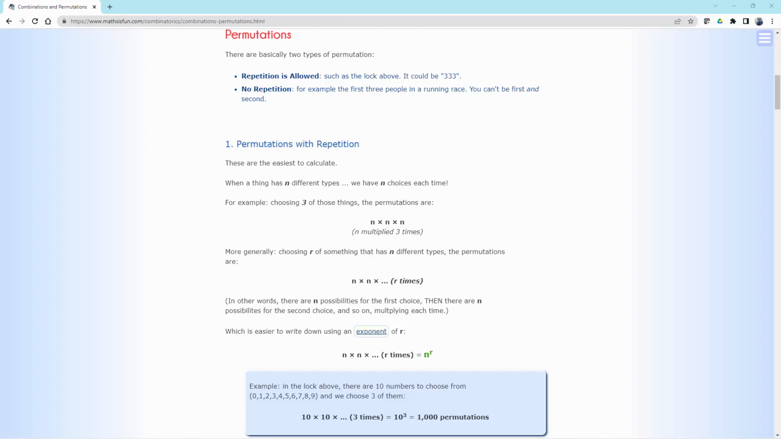When repetition is allowed, all you need to do is multiply the number of values n amount of times. So if we had a combination lock with 4 dials on it, it would be 10 times 10 times 10 times 10. And if we had a combination lock with 5 dials, it would be 10 times 10 times 10 times 10 times 10, or 10 to the 5th power. Easy peasy. As you can see, those numbers can get kind of large, especially when we're dealing with numbers between 0 and 9.